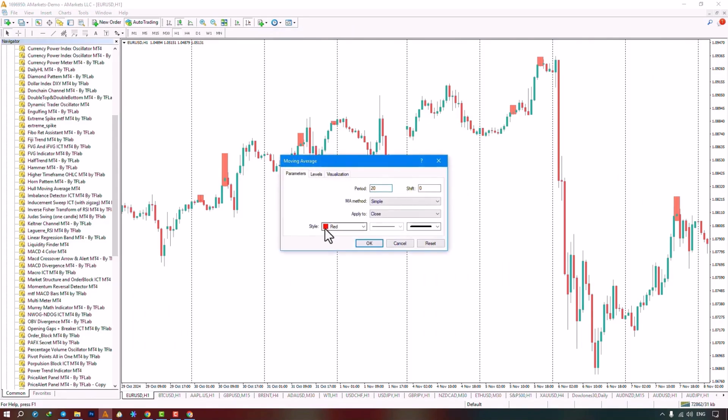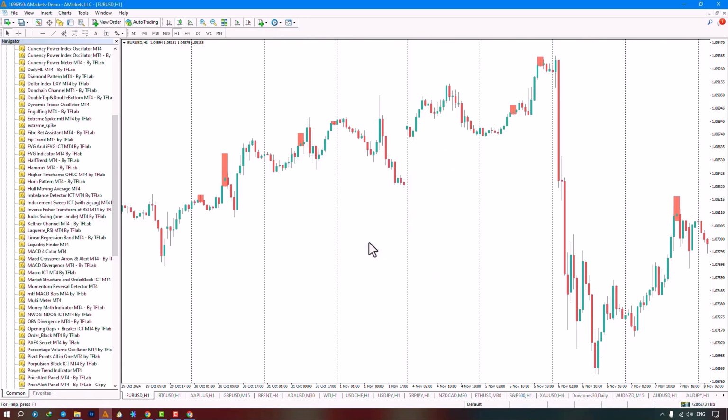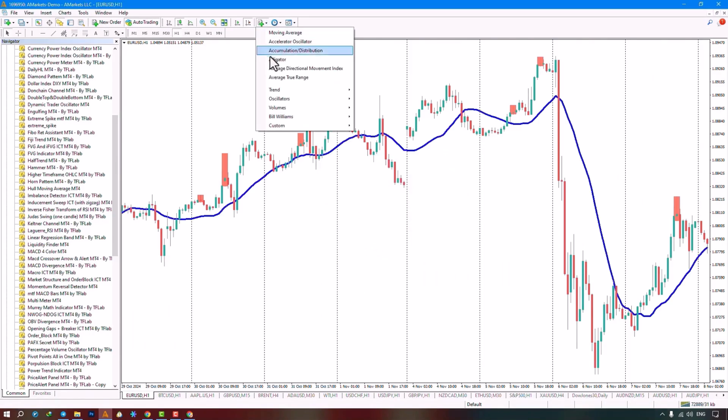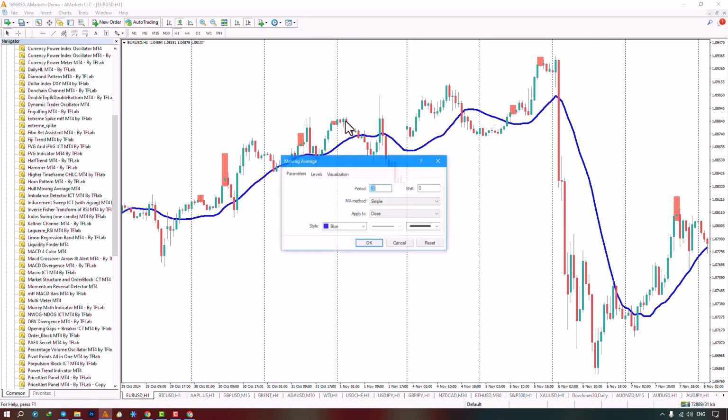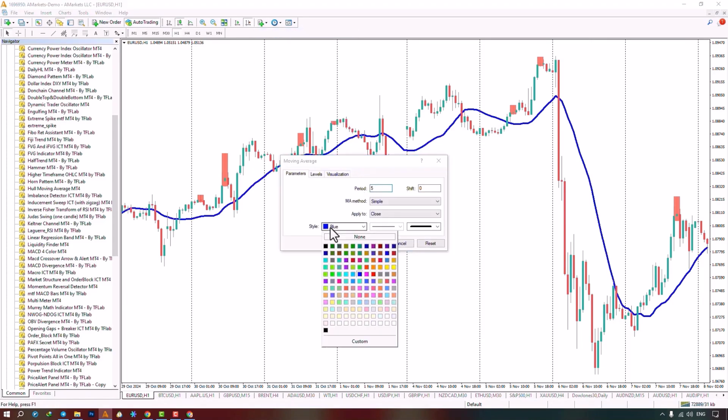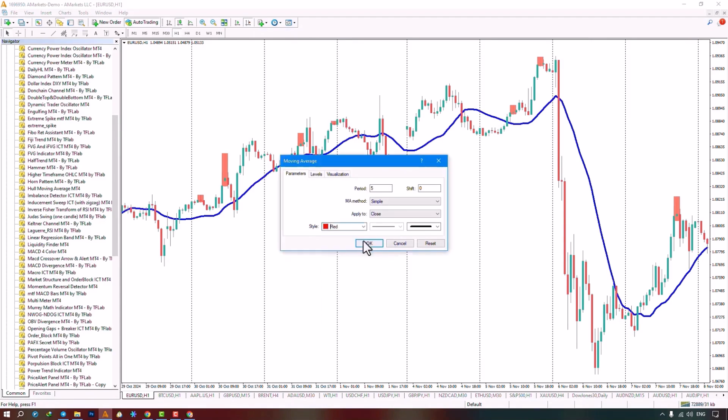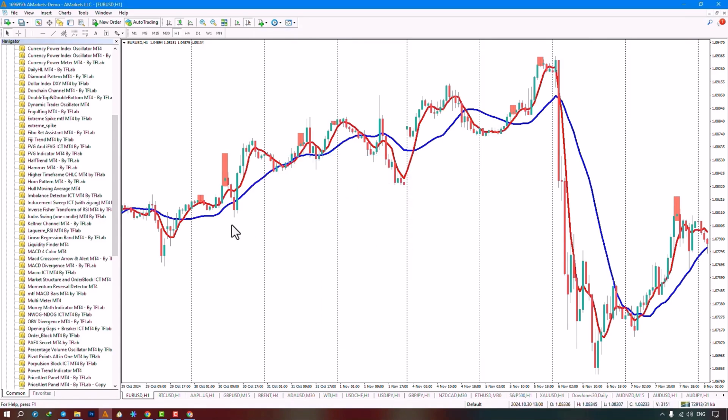I set the first moving average to a period of 20 and choose a gray color, then I click OK. I set the next moving average to a period of 5 and choose the color red for it. And finally, I click OK.